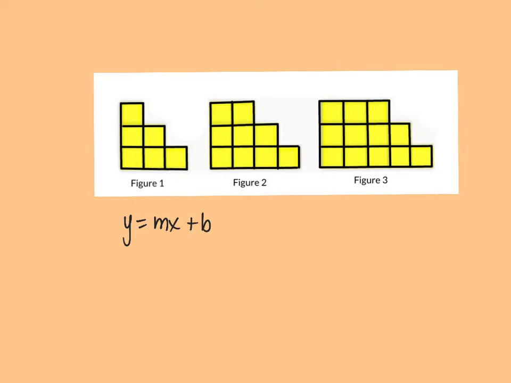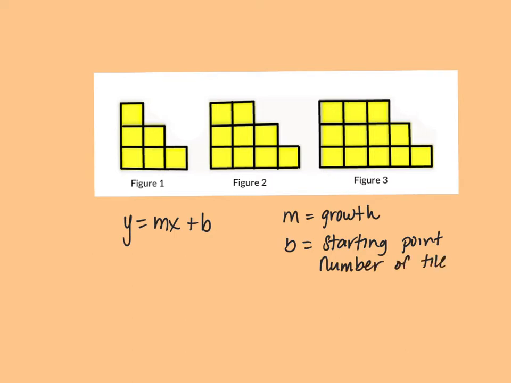So let's remember what those parts of the rule stand for. The m represents the growth. So in this case, it's going to be how many tiles are added between each figure. And then the b represents the starting point. And with tile patterns, that's the number of tiles in figure 0. So that's what we're trying to figure out here.